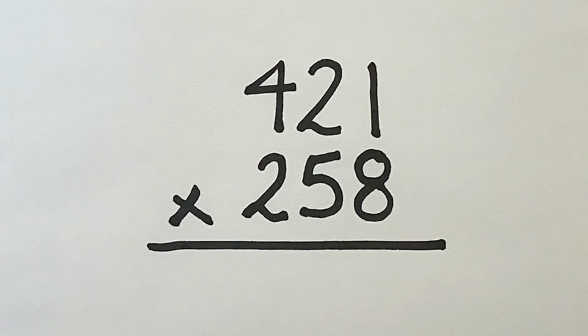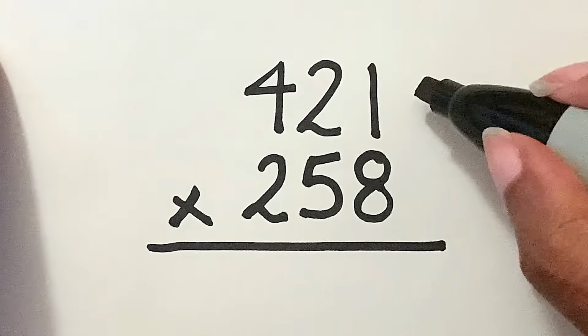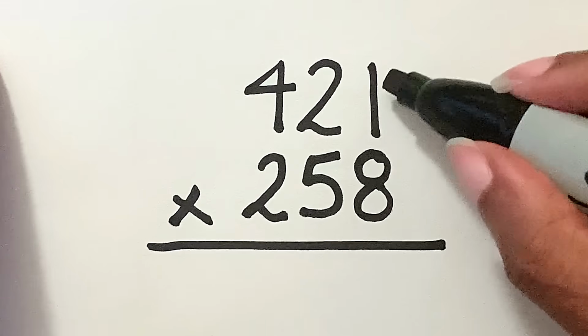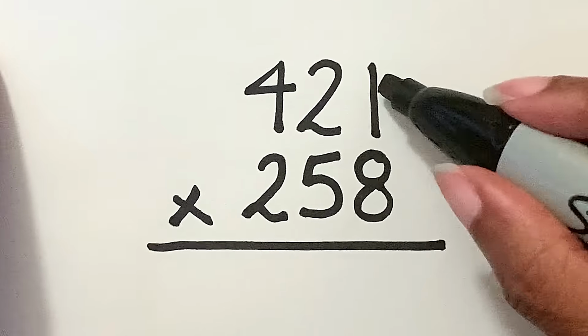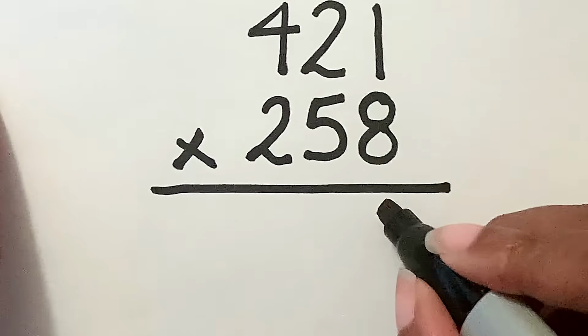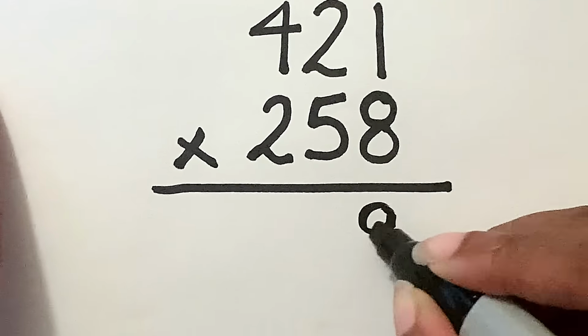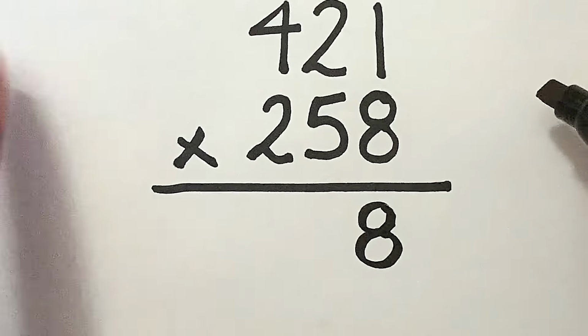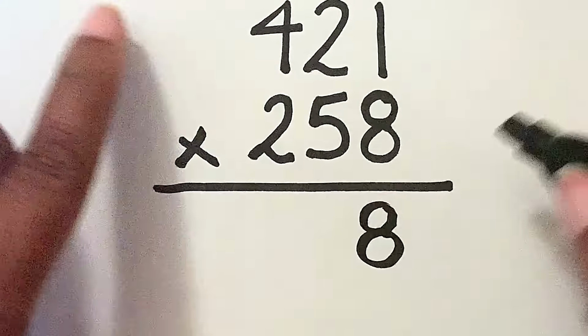Alright. Now I'm going to show you how to solve a harder multiplication problem. So in this case, I'm going to show you how to multiply 3-digit numbers times 3-digit numbers. Okay? Alrighty. So, what is 1 times 8? Well, 1 times 8 is 8. Okay. And then 2 times 8 is 16.